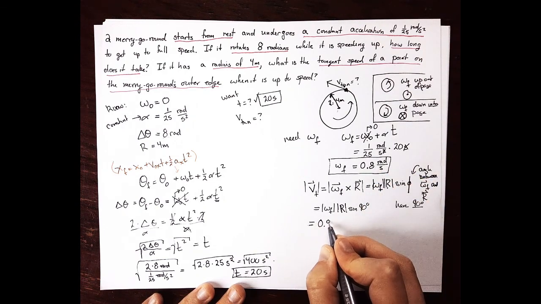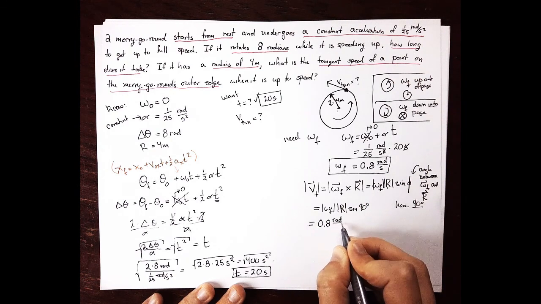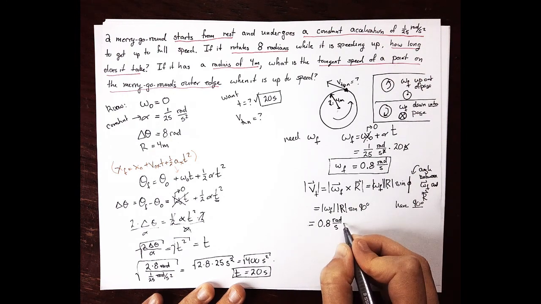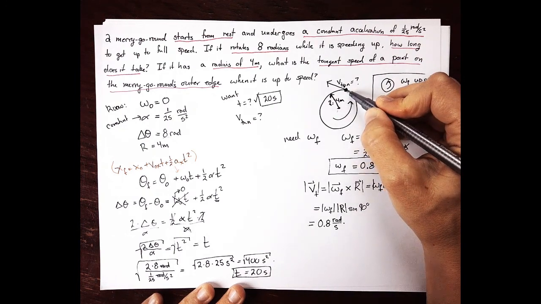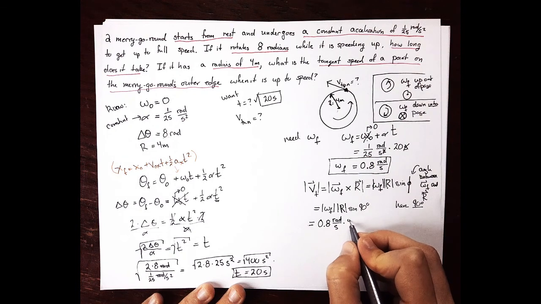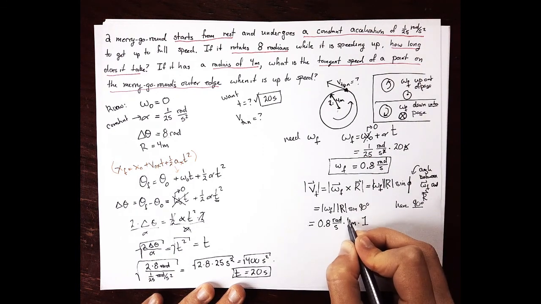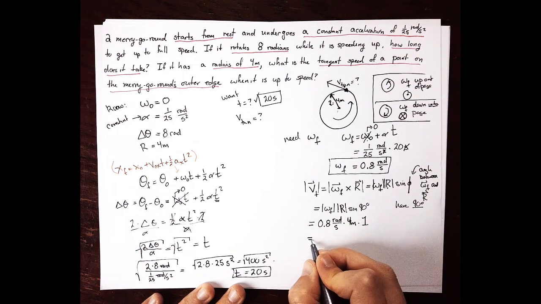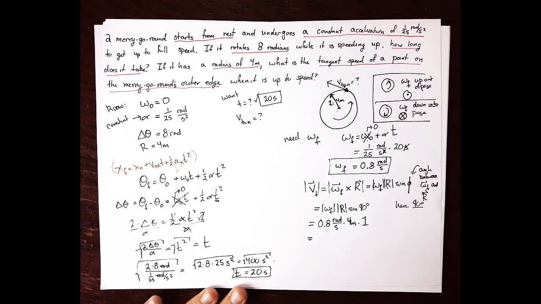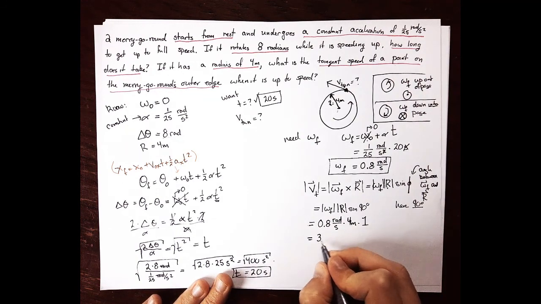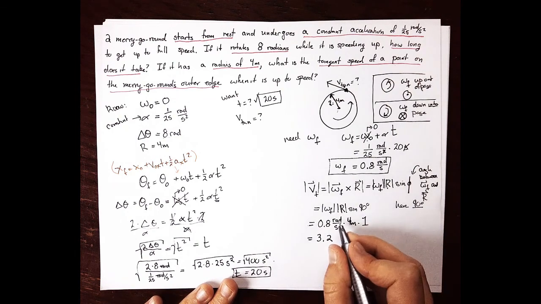So the magnitude of the final angular velocity is 0.8 radians per second. The magnitude of the distance from the center to the point we're interested in is 4 meters. And the sine of 90 degrees is just 1. All right, so 0.8 times 4, that is 3.2. And now we've got to talk about units.